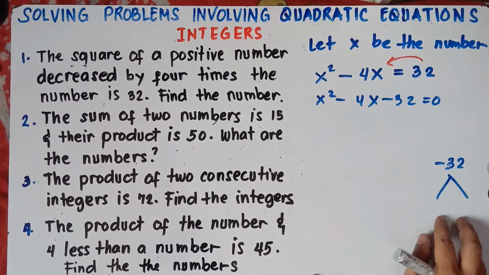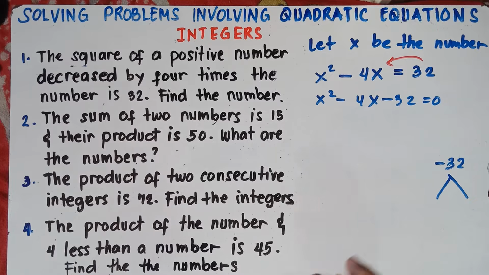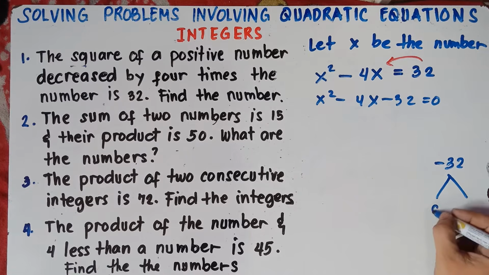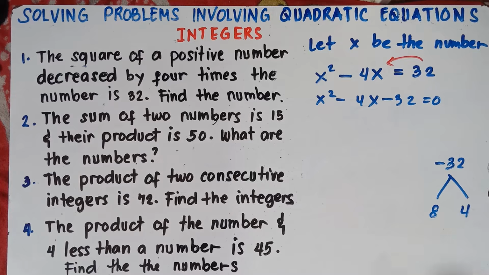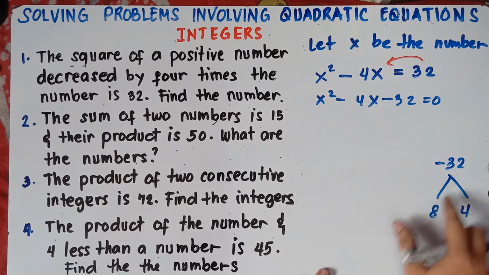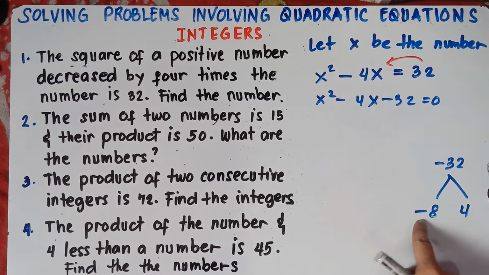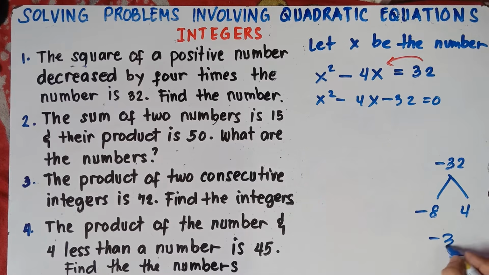Once again, class, one number should be negative because of unlike signs: positive times negative, the answer is negative, or negative times positive, the answer is negative. Unlike signs, the answer is always negative. So what would be those numbers? For negative 32, it should be 8 and 4, right? Because if you multiply 8 and 4, you will get 32. But since this is negative, one number should be negative, and it will be negative 8. Because if you multiply negative 8 times positive 4, that's negative 32.